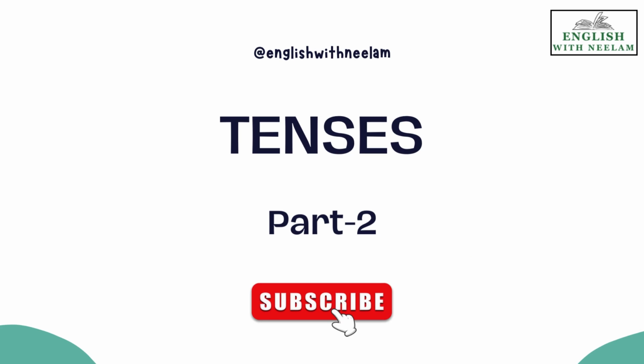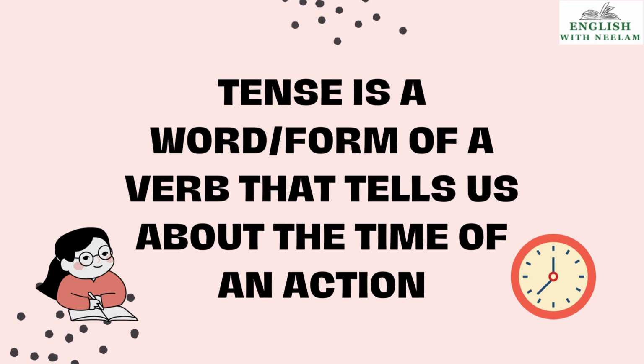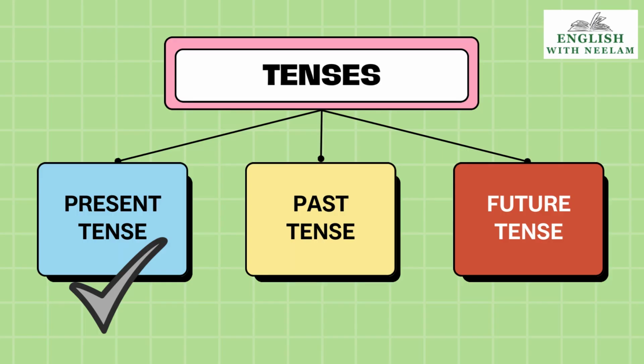In this video, I will talk about past tense. Let us quickly know what is a tense. A tense is a word or a form of a verb that tells us about the time of an action. Types of tenses. First is present tense, second is past, third is future tense.